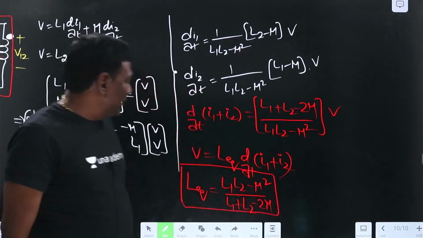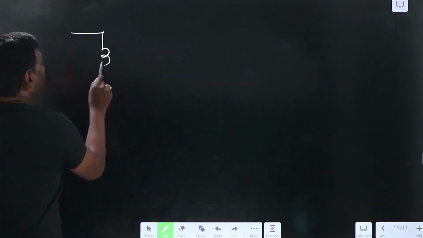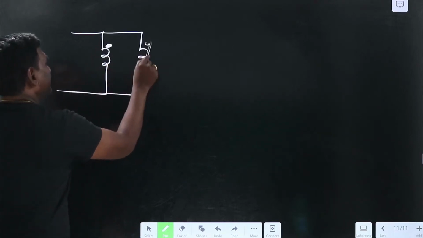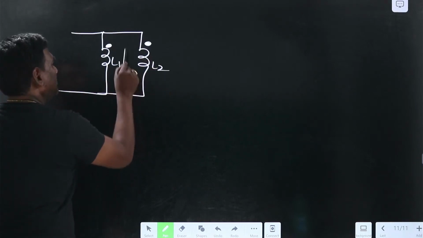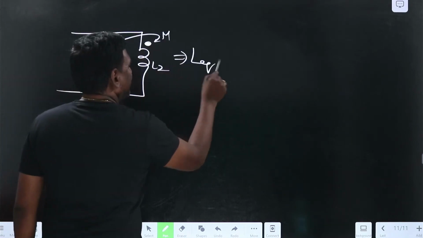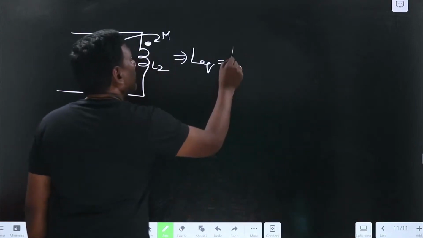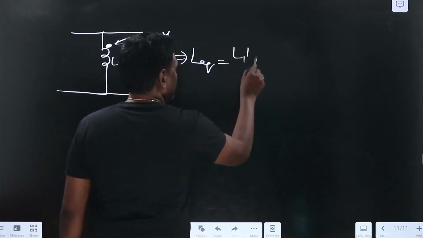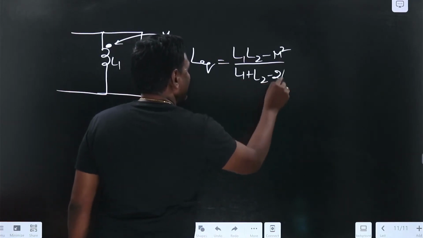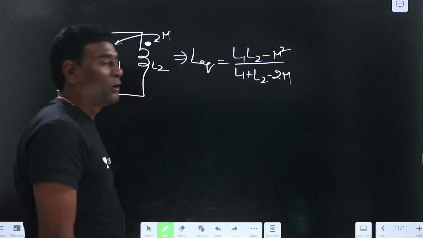Okay, L1 L2 minus M square. See here, let me write here. If this is L1, this is L2, and the mutual inductance between them is M, then under those conditions L equivalent equals L1 L2 minus M square divided by L1 plus L2 minus 2M. Let me check here, because normally I don't remember formulas and all.